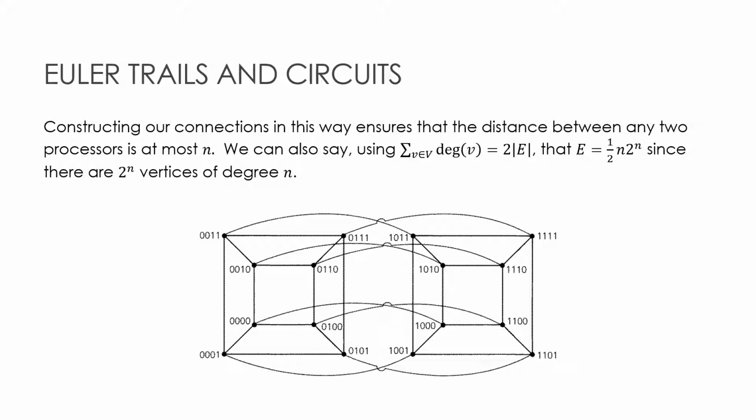Here's another example. Obviously, this is Q4, because I now have 4 values. We're still using the same idea, but now I can rearrange it and say that the number of edges is 1/2 n times 2 to the n, since each vertex has a degree of n and there are 2 to the n vertices.